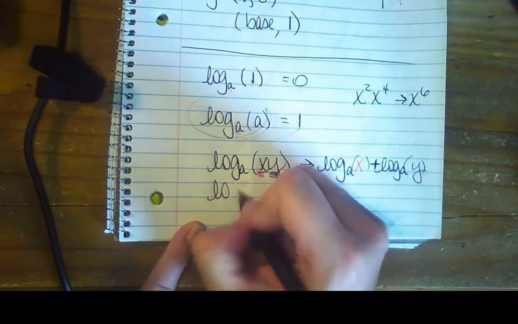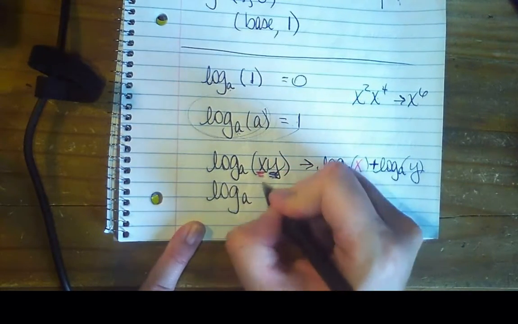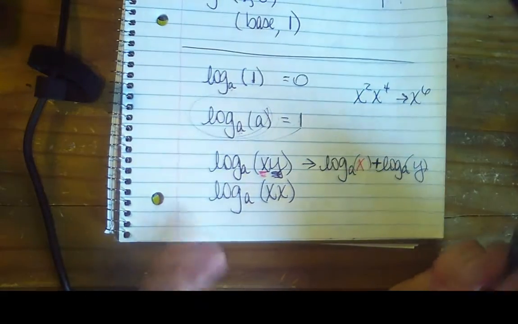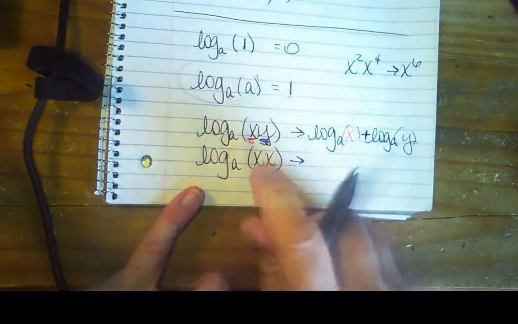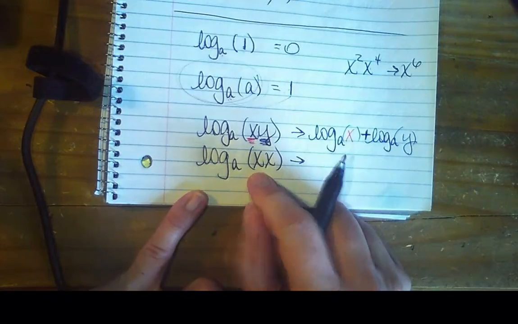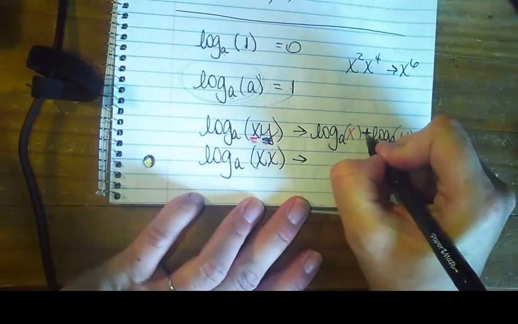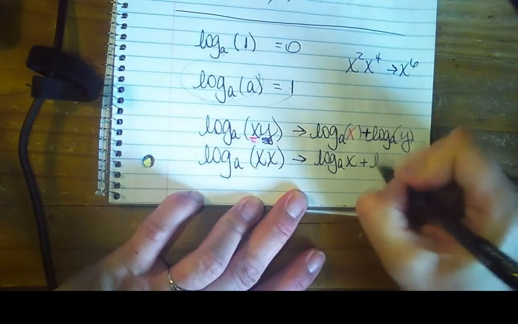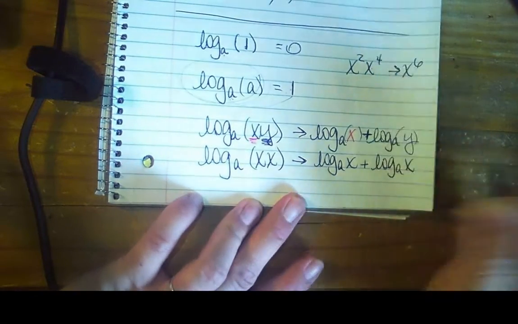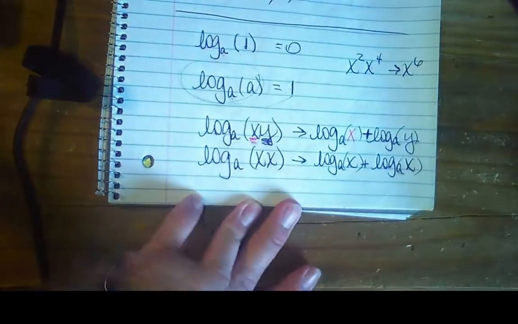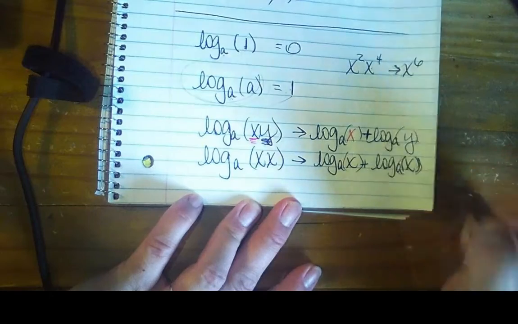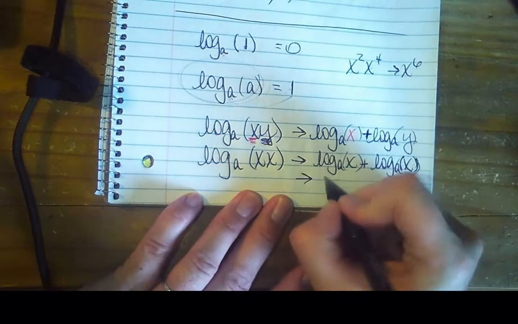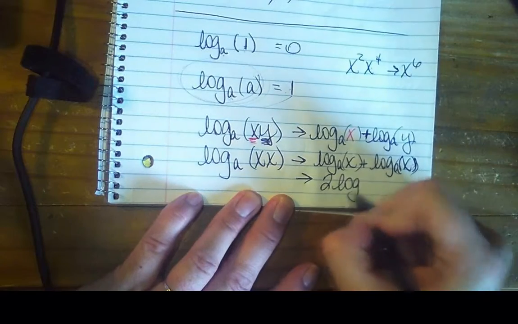So I can use the same type of thing. So let's do log A of x times x. Okay, so it's the same number. Well, if it's multiplication on the inside, I can break it out with addition on the outside. So I'm going to have log A of x plus log A of x. Okay, well now I've got two of the exact same thing, so I can combine like terms. So I have two of those.